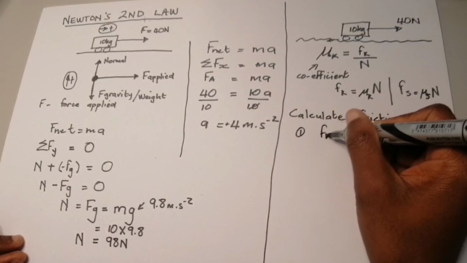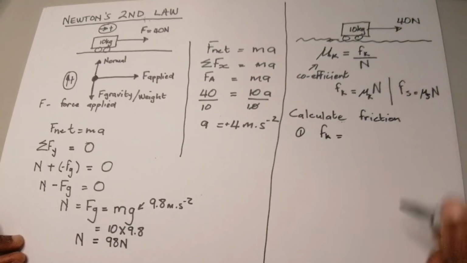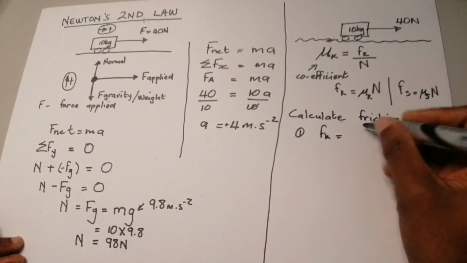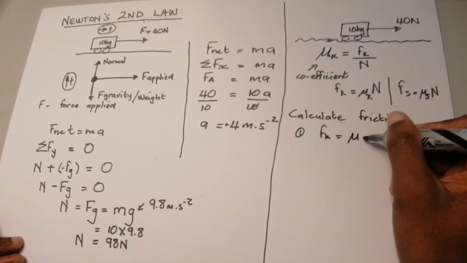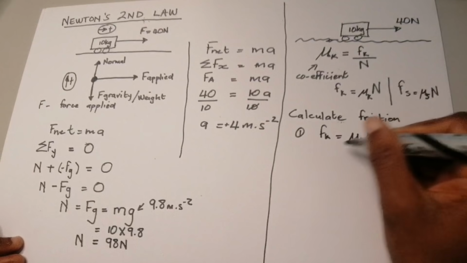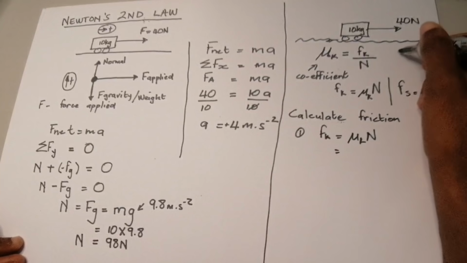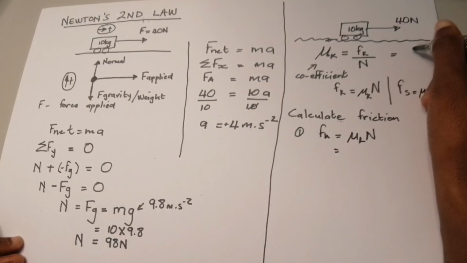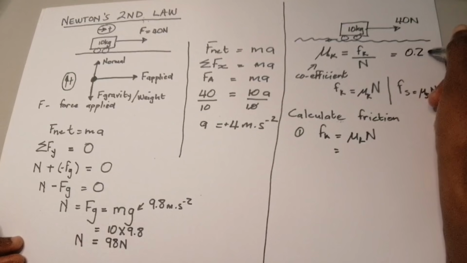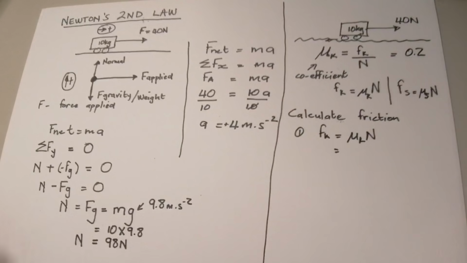So we're going to simply say kinetic friction. I'm assuming that this body is already moving, right? So it's going to be mu k multiplied by normal force. Let's say they give us a coefficient of friction to be 0.2. Please remember, because it's a ratio of forces, it does not have SI units, right?